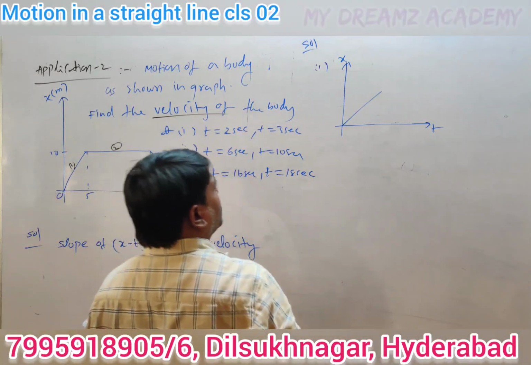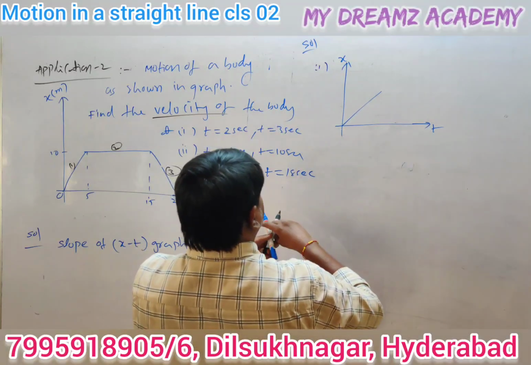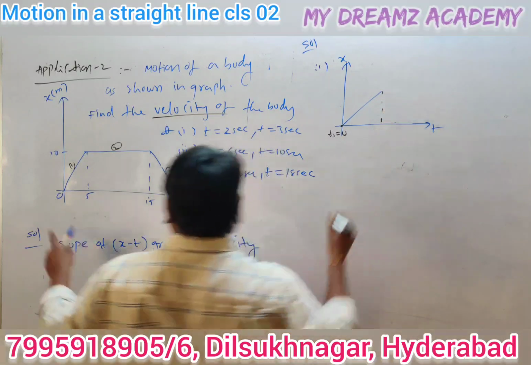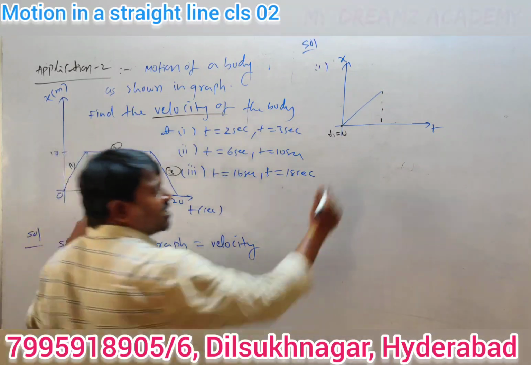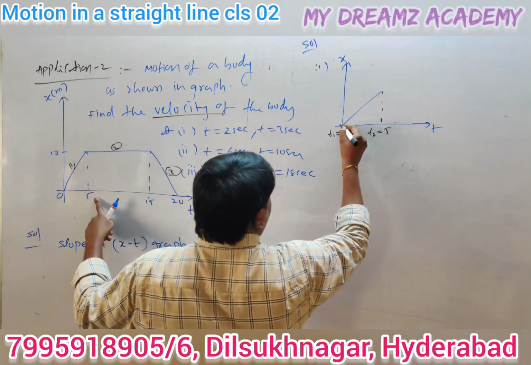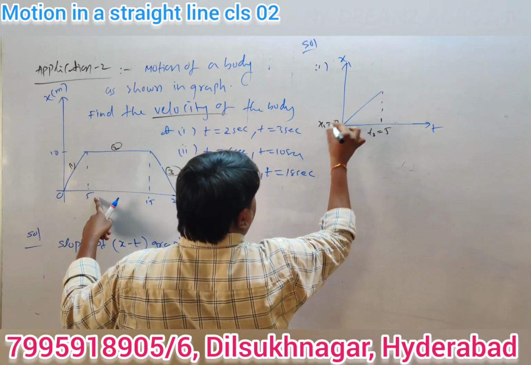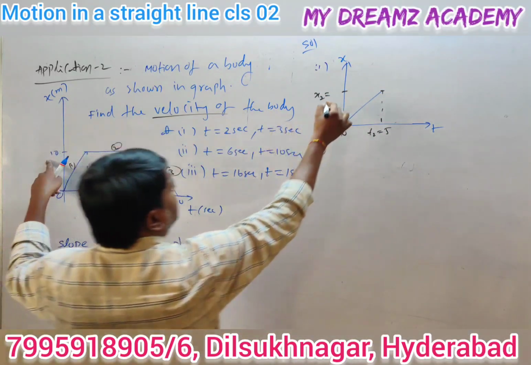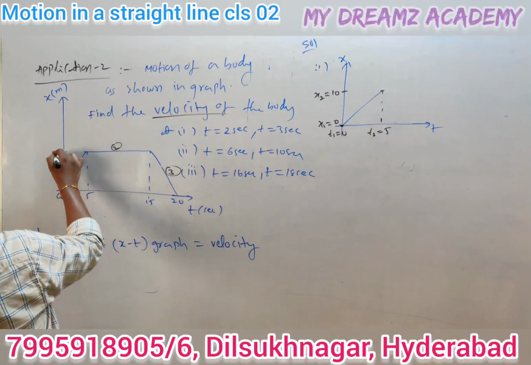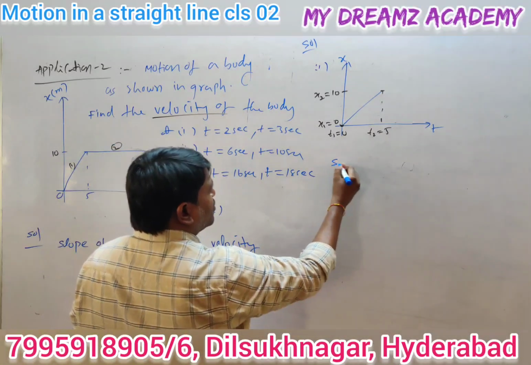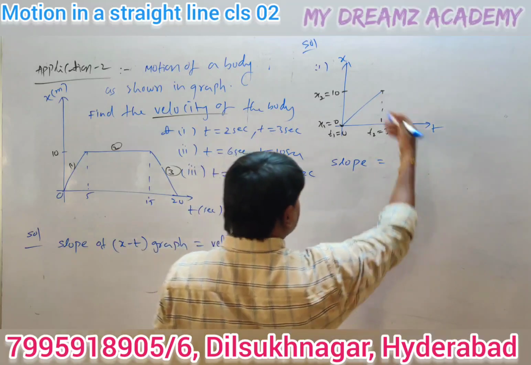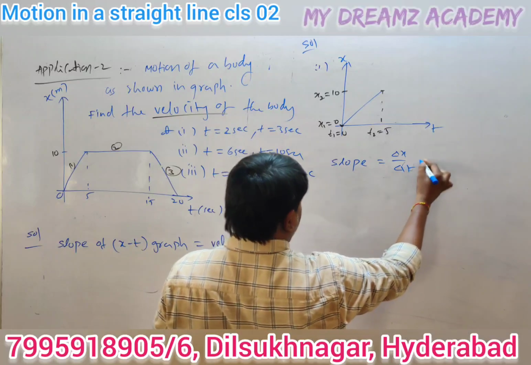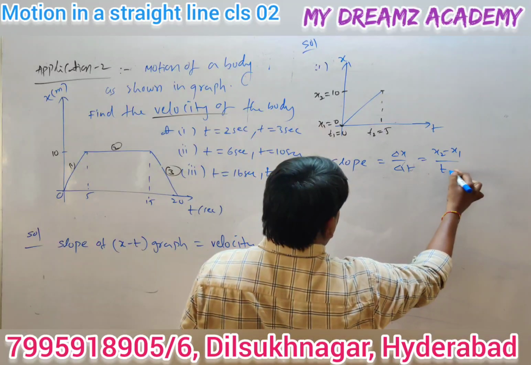Now what is the slope of this curve? Consider t1, that is equal to 0. The time interval from here to here is t equals 5, so t2 is 5. The x value at this point is 0, and the x value at this point, x2, is given as 10, right? Slope is y difference by x difference. The y difference means delta x by delta t, that we can write as x2 minus x1 by t2 minus t1.